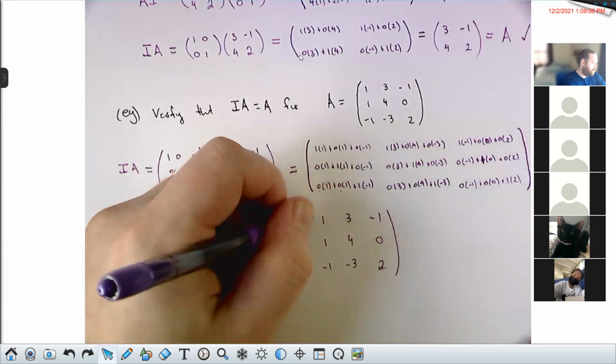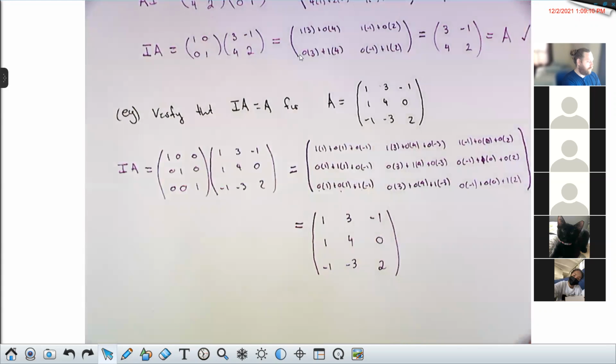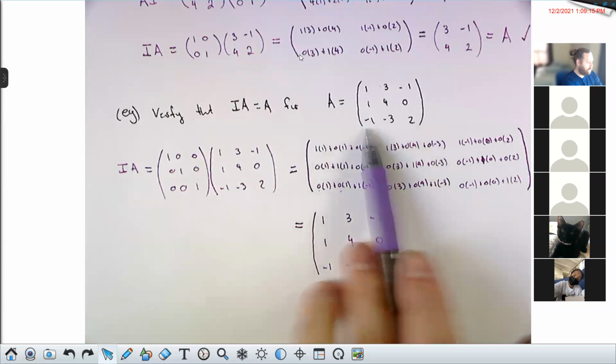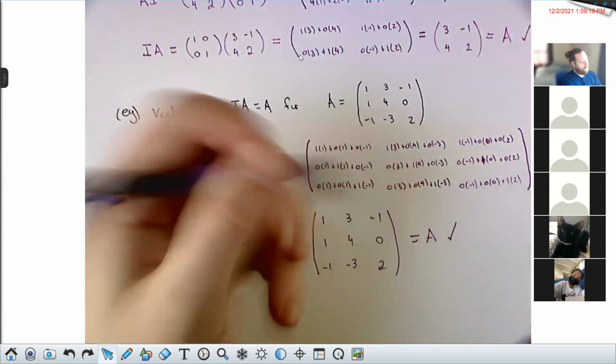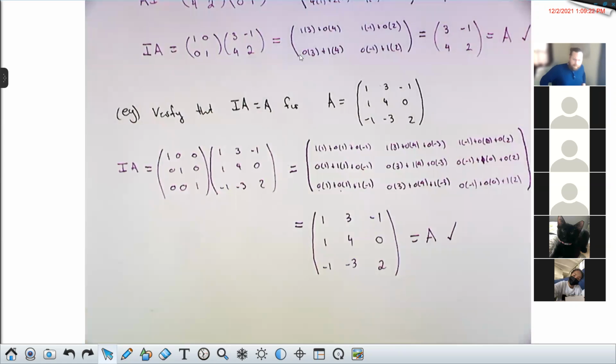Okay, did it work? Yeah. This is A. Right. This takes a little while. I don't want to waste the time to do the other direction, but it would work there also. So these matrices IN, or if you just want to refer to all of them as I, that's fine. They have that same important property that the number 1 has. When you multiply it by any matrix, you get that same matrix back.